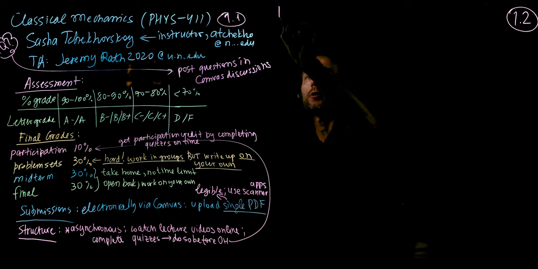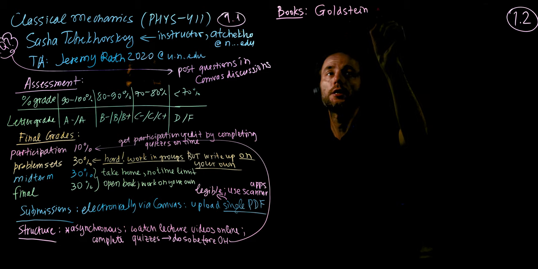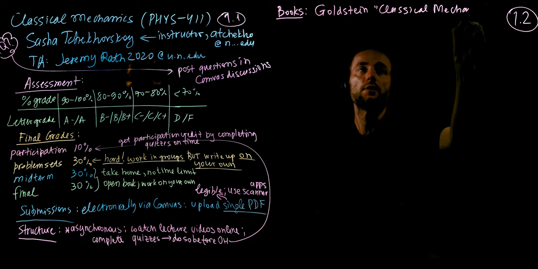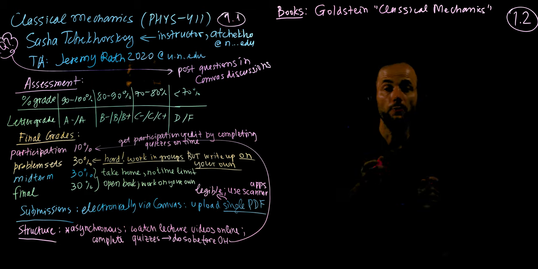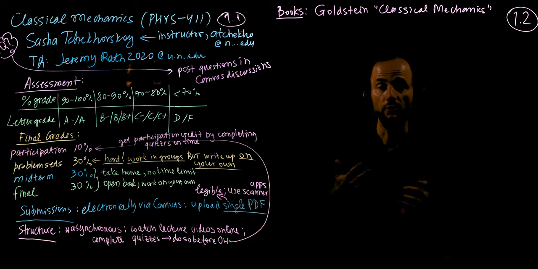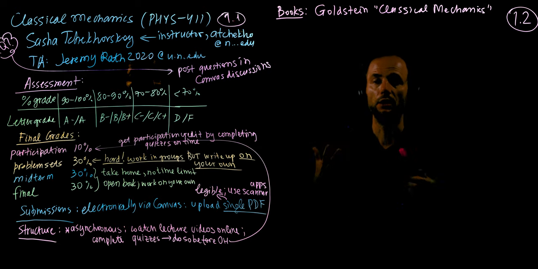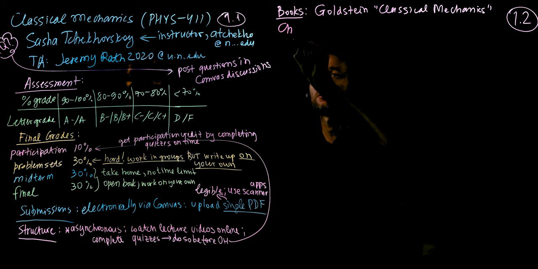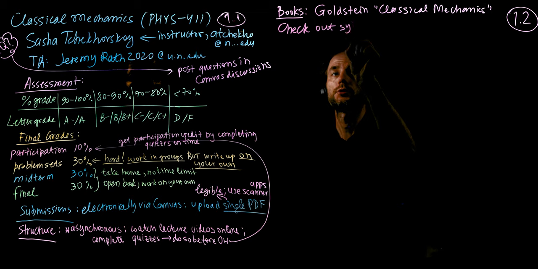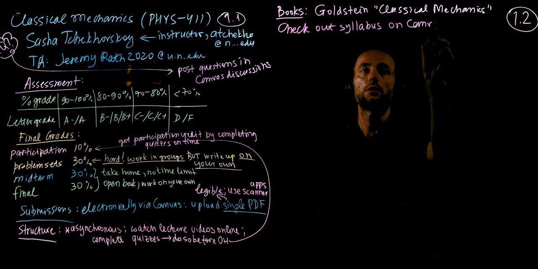Let me start off with what sort of books we're going to be using. So we're going to be going after primarily Goldstein Classical Mechanics. There are other books like Landau and Lifshitz that I recommend on the course website. Please go to Canvas and check it out. There is a treasure trove of information, including detailed class and lecture schedule. So if you go there, strongly recommend check out the syllabus on Canvas.